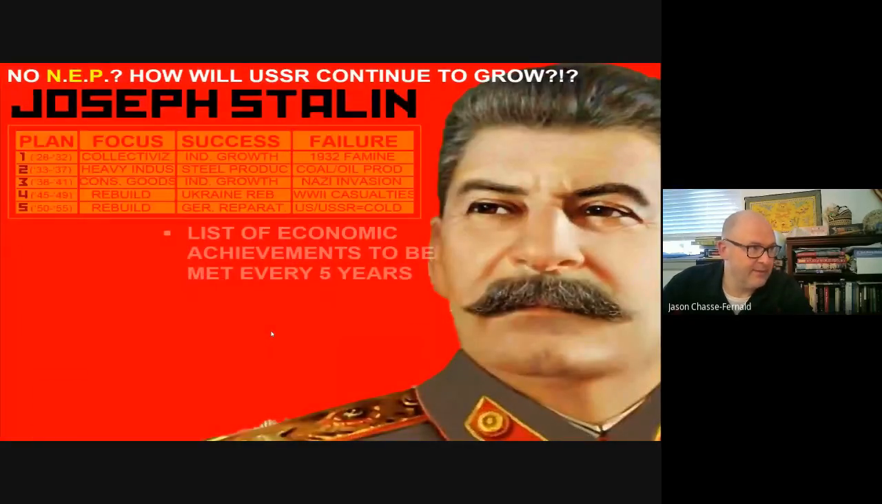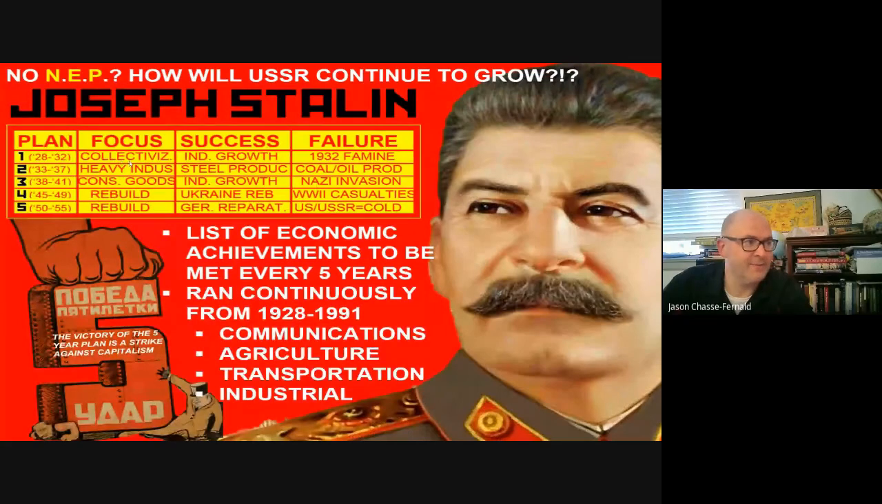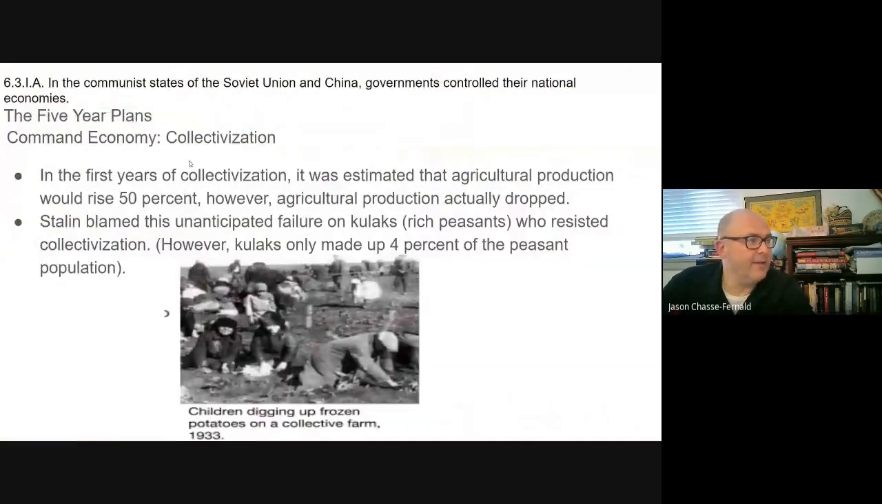Okay. Here's a kind of breakdown of the five-year plans. Once again, collectivization is the first five-year plan. They do succeed in some economic growth during this time, but they do not succeed in much agricultural growth. In the second five-year plan, heavy industry is the focus, and steel production does increase, but they fail to meet their coal and oil targets. And then the war breaks out, and then we're going to see rebuilding during the post-war years until Stalin dies in 1953.